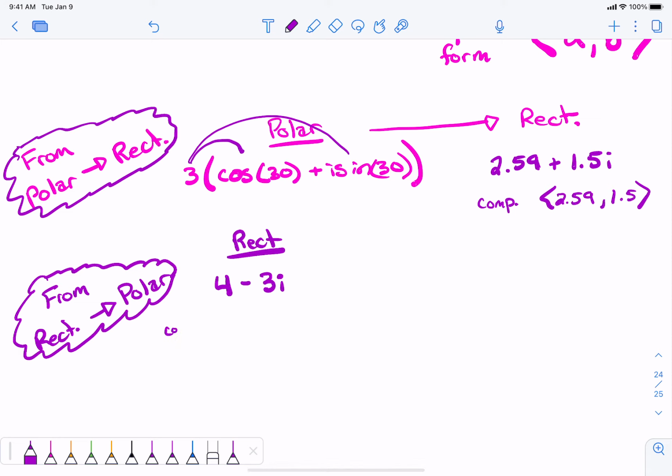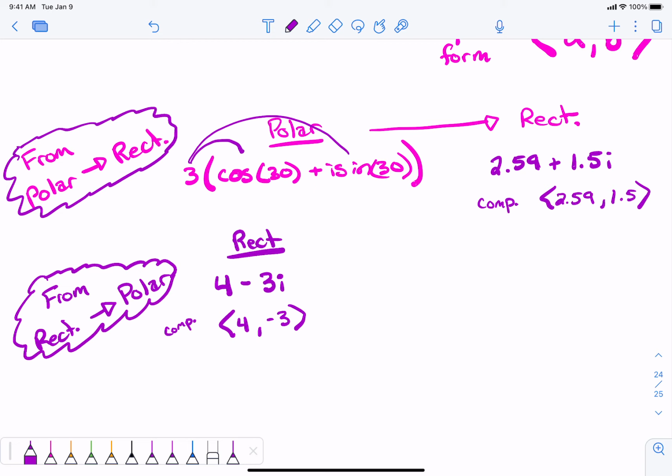Okay. In component form, what would that look like? Four comma negative three. That's component form. So not only can you go from rectangular form to polar form, but you can also go from component form to polar form. Because component and rectangular are very, very similar to each other.